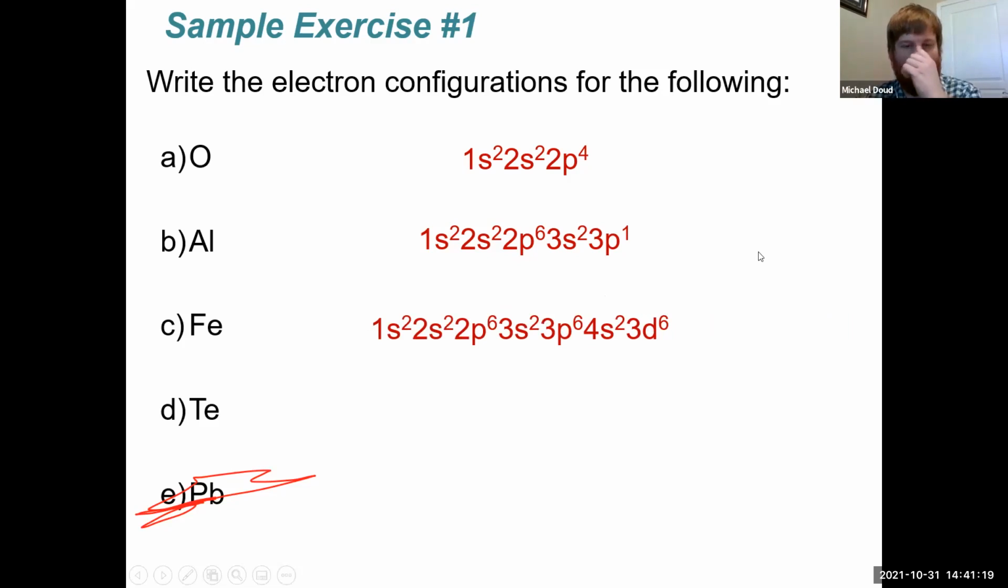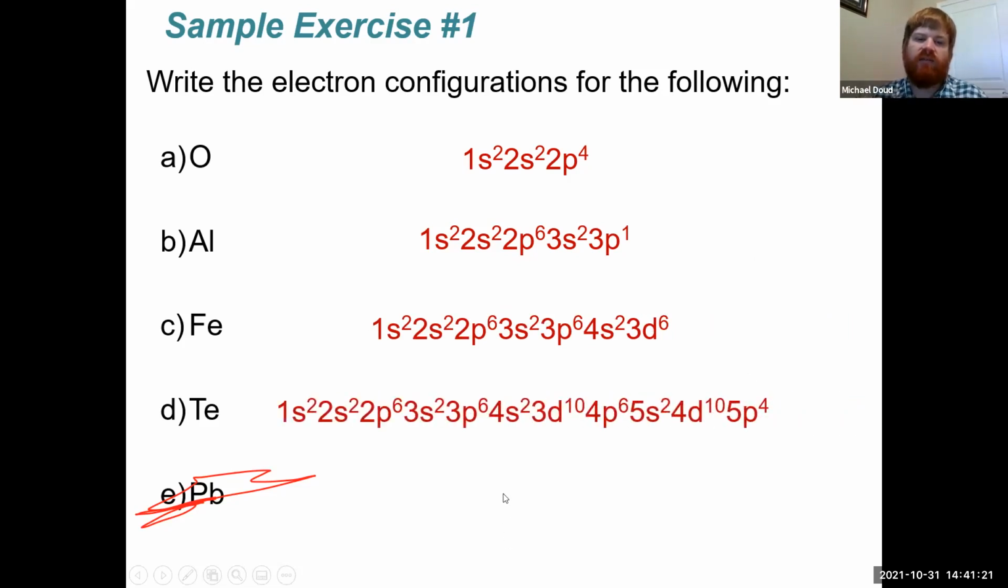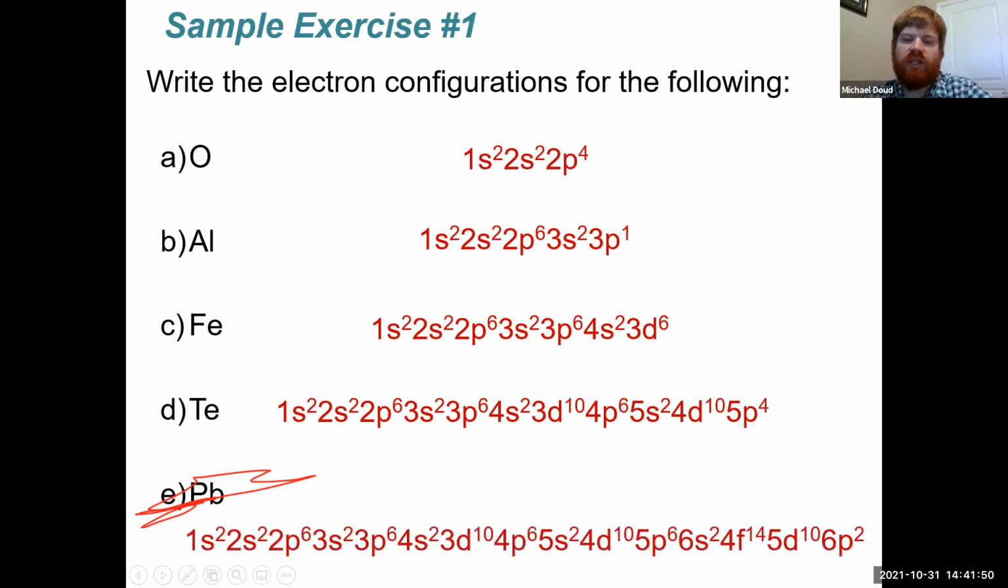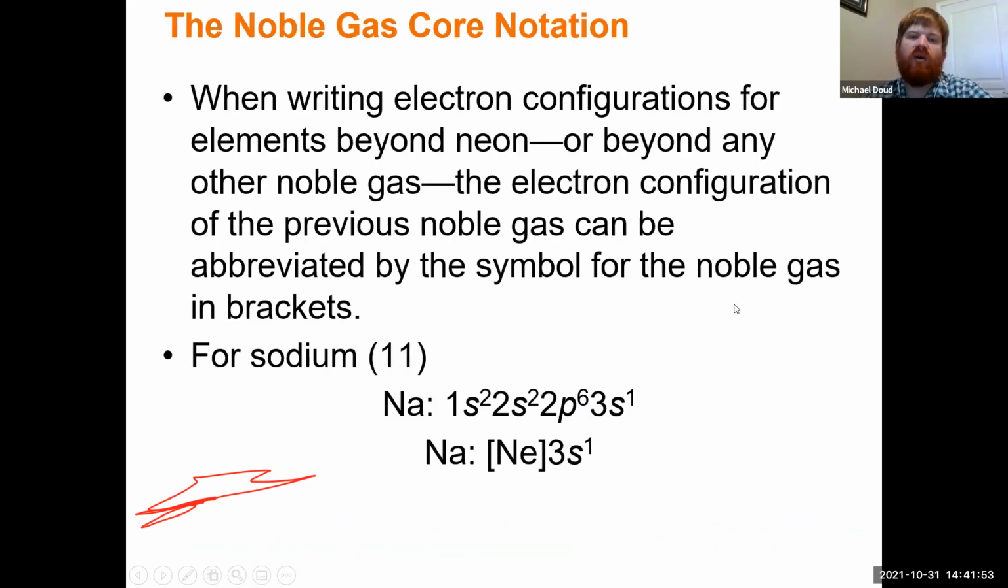Okay, finally, the hard one here is tellurium, other than lead, of course, which, as I mentioned, we're just not going to worry about. For tellurium, we've got 1s2, 2s2, 2p6, then moving to 3, 3s2, 3p6, 4, 4s2, 3d10, 4p6. Next up, 5s2, 4d10, 5p4. And again, lead is really nasty because it involves f sublevels. We're not going to worry about that in this class.